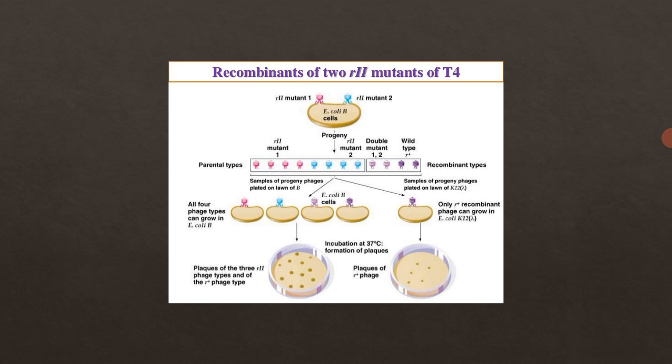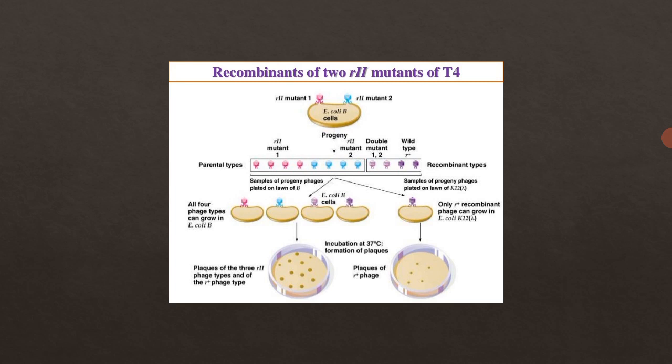Then we got double mutant, which means the genes that are responsible for mutation in the R2 type 1 and genes responsible in type 2, these both genes come together in one progeny, and therefore we are calling it a double mutant, right? Because both the mutant properties are now coming into one. That is why it is called the double mutant. Okay, then now this is very interesting.